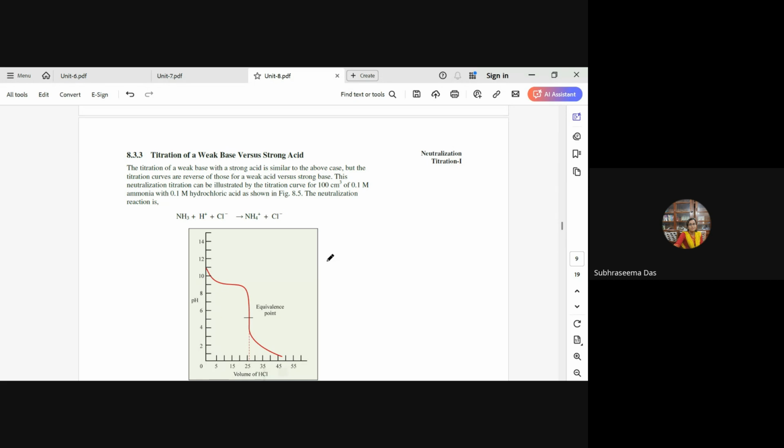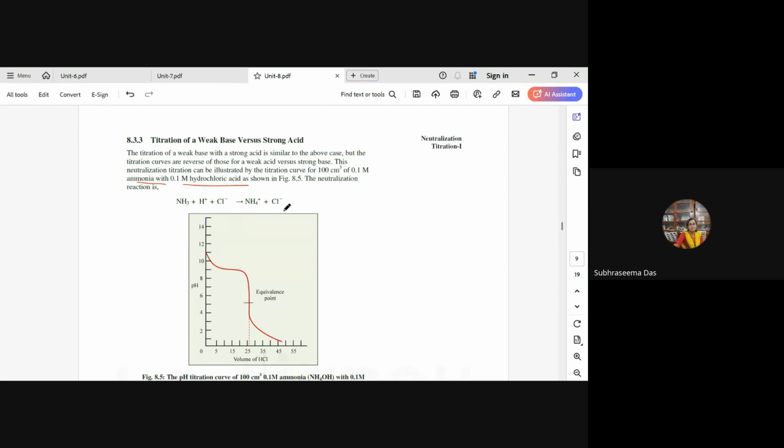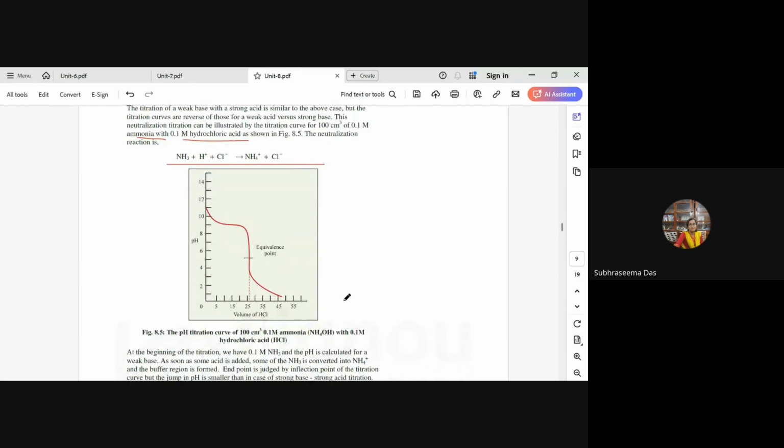Then coming to the titration of a weak base versus a strong acid. The titration of a weak base with a strong acid is similar to the above case, but the titration curves are reversed. This neutralization reaction can be illustrated by the titration curve of 100 ml of 0.1 molar ammonia, a weak base, with 0.1 molar HCl, a strong acid. So NH3 plus HCl forms NH4+ Cl-. Here in figure 8.5, the pH titration curve for 100 ml of 0.1 molar ammonia with 0.1 molar HCl is shown, and the equivalence point is around here.